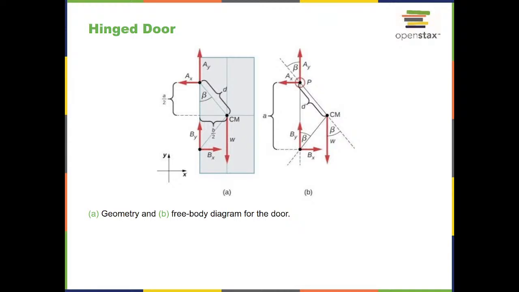So I'm not going to go through the actual calculation here, but you could calculate the forces on the hinges now from the third condition, which is the torque around point A, which will now have a component due to Bx and a component due to the weight.